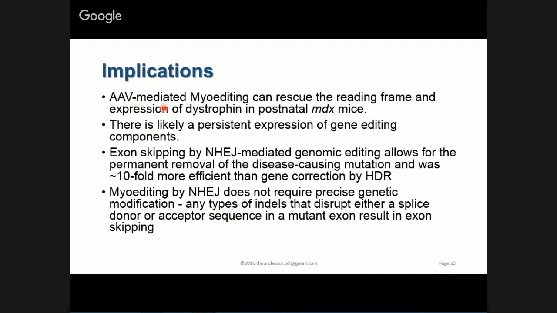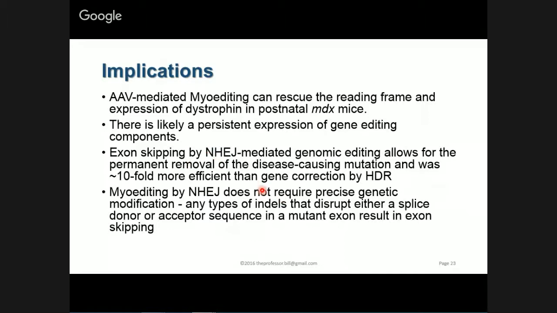So what does this all mean? This means that this myo-editing using CRISPR-Cas9 works in adult mice. It's postnatal, and we get persistent expression of the gene editing components. We see it getting better with time, not disappearing over time. This exon skipping by non-homologous end joining was really good.